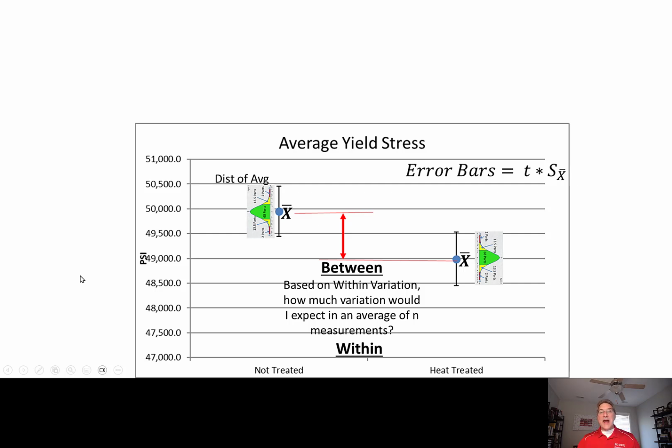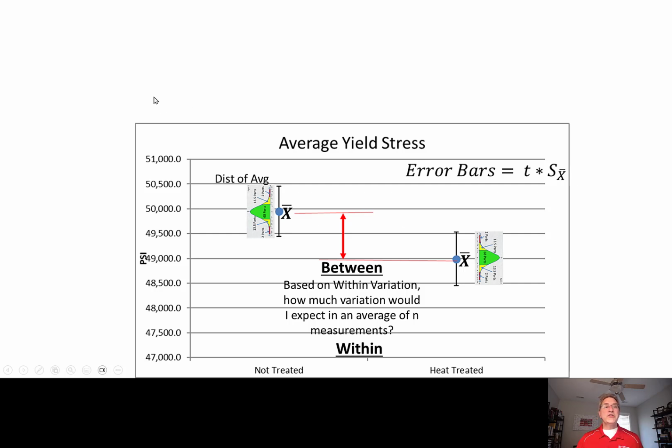Okay, so now let's say we have 2 averages, not heat treated, whoops, go back, and heat treated. Here's the average. We've put confidence intervals on those because we know they're normally distributed. That tells us what to expect within each one. Now we're wanting to know, is this between difference consistent with what we would see if there's just randomness, or is that between difference between the averages a special cause?